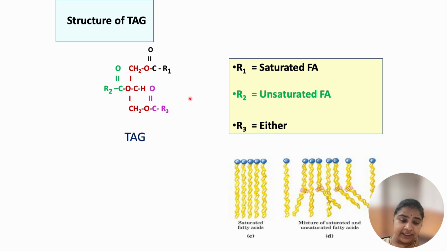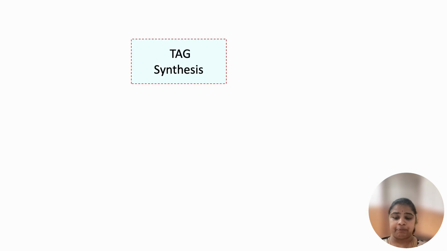So, if we look at the structure of the triglyceride molecule, this is the glycerol backbone, and to this backbone we have fatty acid 1, fatty acid 2 and fatty acid 3 that are esterified. Most often the R2, that is position 2, the fatty acid esterified at position 2 will be an unsaturated fatty acid. At position 3 it can either be a saturated or unsaturated fatty acid.